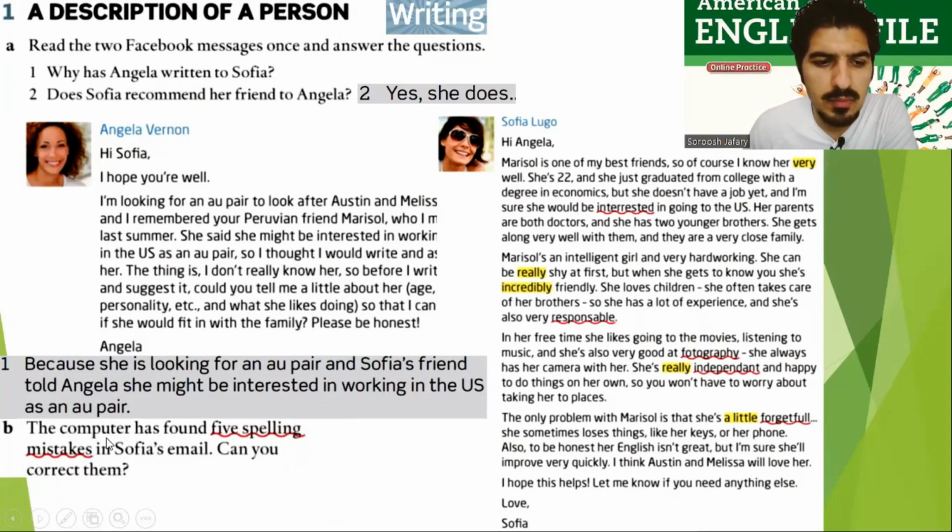Now I need you to read the emails, or I think there are messages on Facebook. And the computer has found five spelling mistakes in Sophia's email. Can you correct them? Okay, let's see.